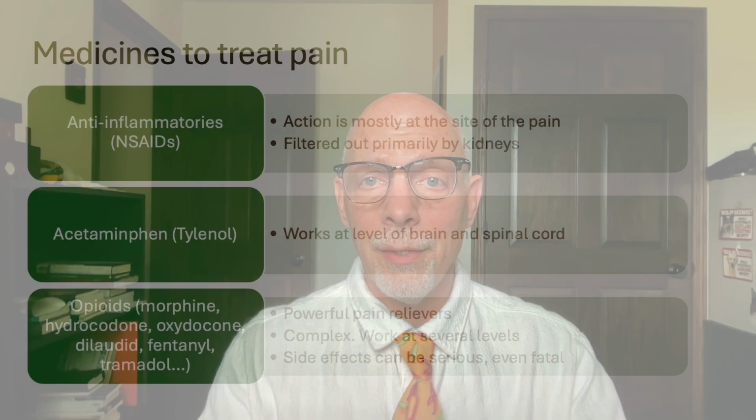So let's discuss a little bit about how pain medicines work. There are three major classes of pain medicines: non-steroidal anti-inflammatories like Aleve, ibuprofen, and a prescription like Voltaren or Ketodolac. Tylenol is a pain medicine in a class pretty much by itself. And then we have opioids, the medicines like morphine, oxycodone, and fentanyl.